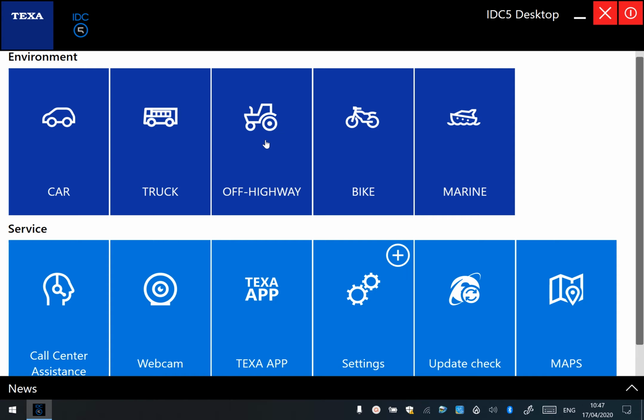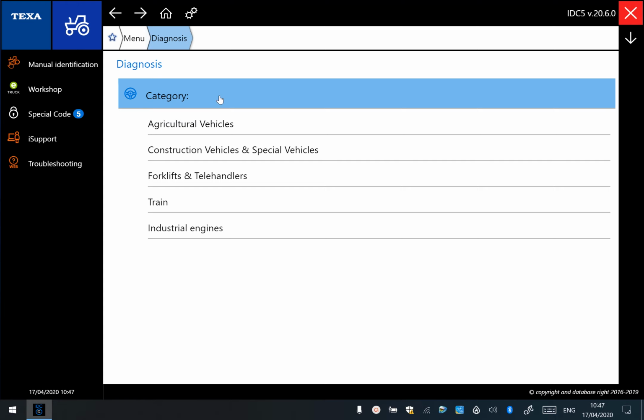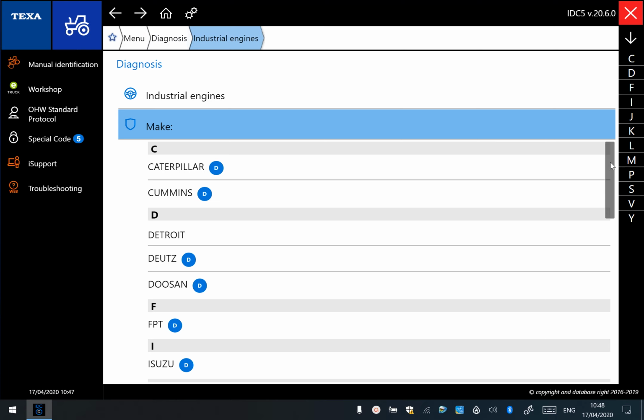So we'll look at the off-highway. I'll click into here and you can see it's broken down into categories. So we've got agricultural vehicles, construction and special vehicles, forklifts and telehandlers, train and industrial engines. Now, what we're looking at for your interest is the industrial engine side of things. So if we click into there, what we're faced with is a make list, A to Z.